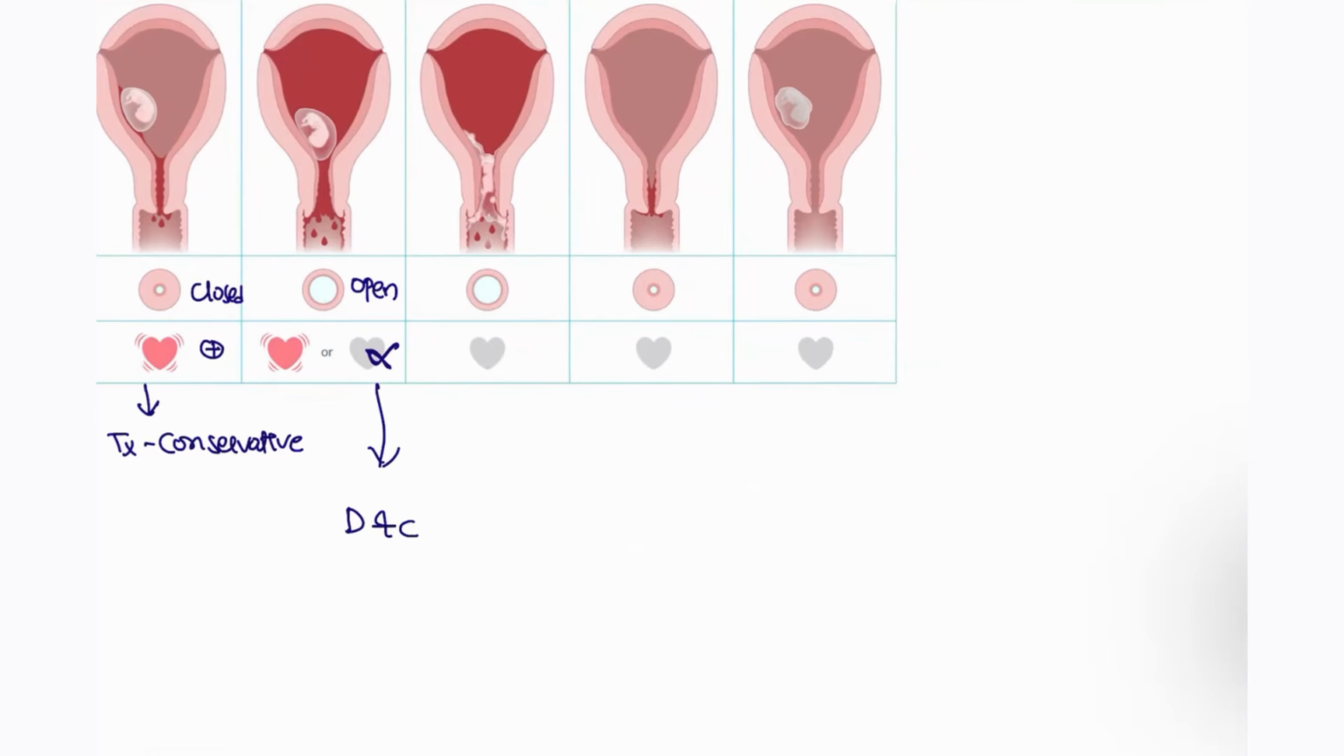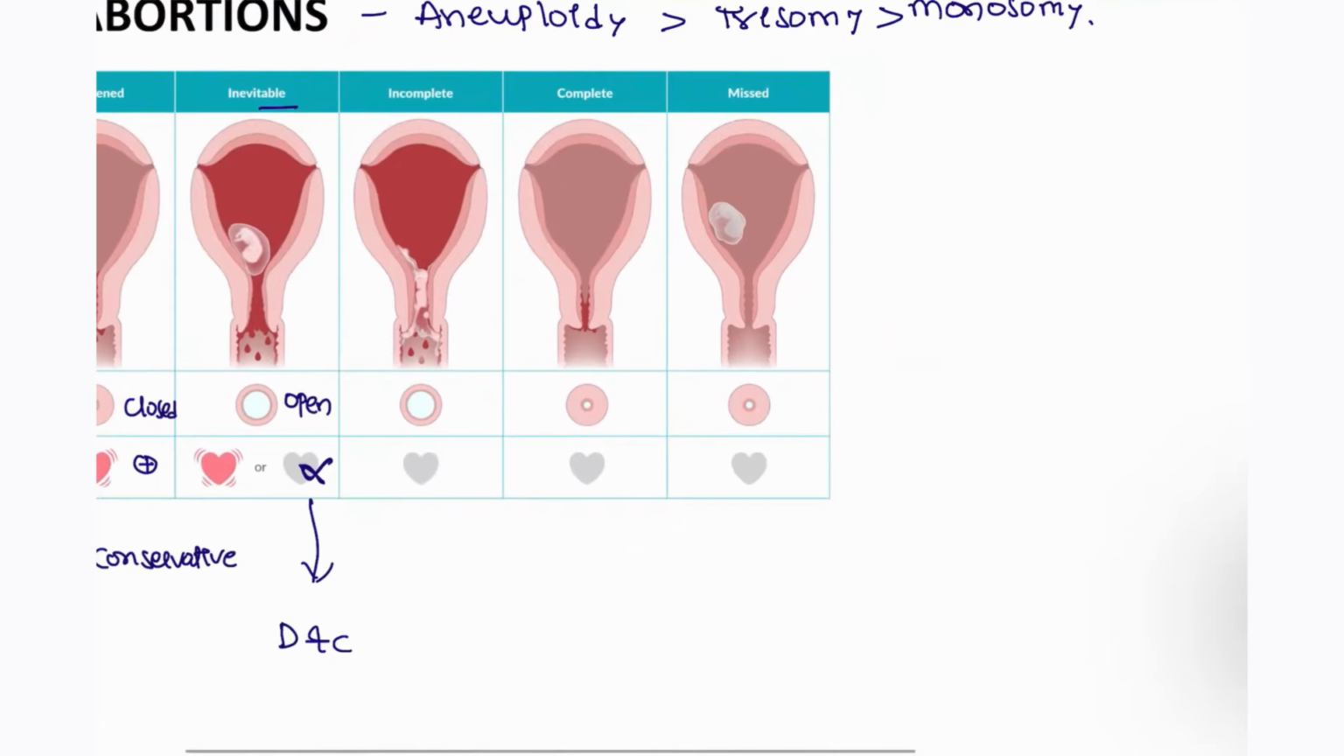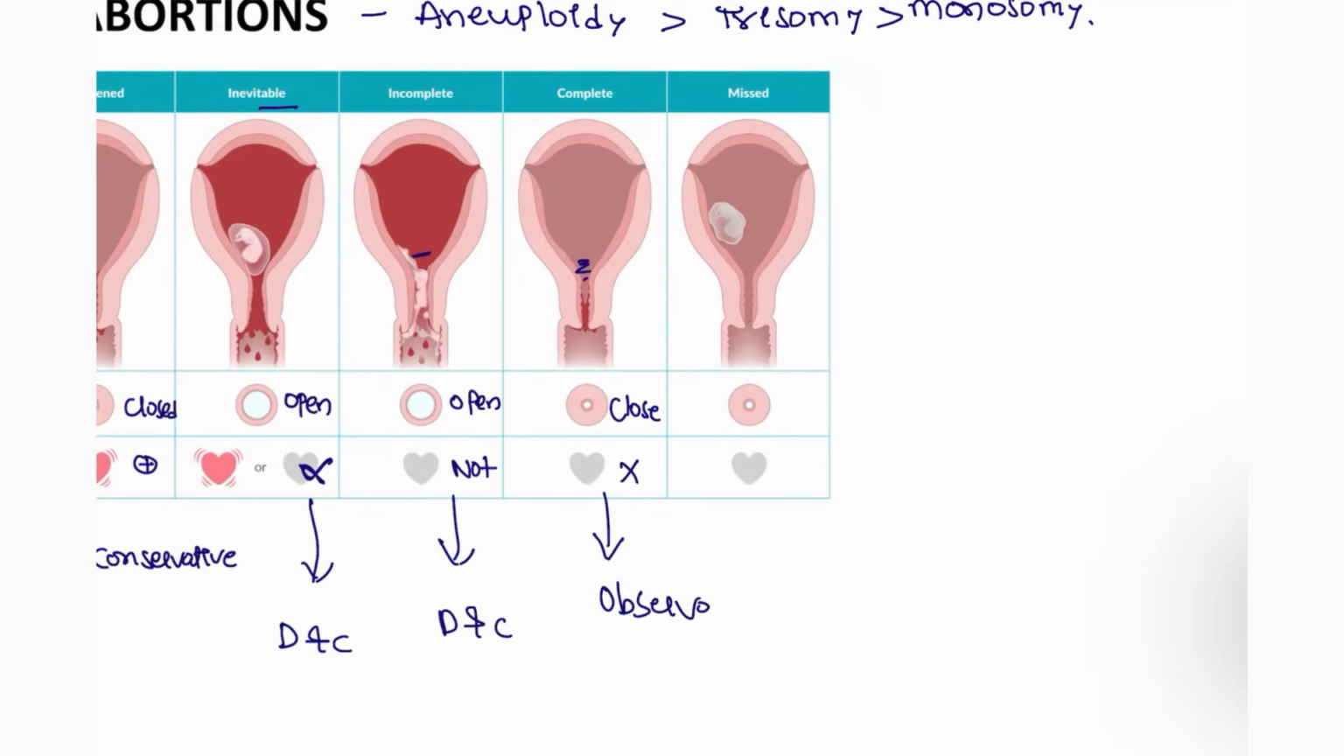Next, another type here you can see. This is the incomplete type. In the incomplete type, the cervical os is open. Some of the products are still present. Cardiac rate is also not present. So, for this patient also, dilatation and curettage is the treatment. Next, here the cervical os is closed. Heart rate is not present because it is completely evacuated. Nothing is present. So, for this patient, just observation.